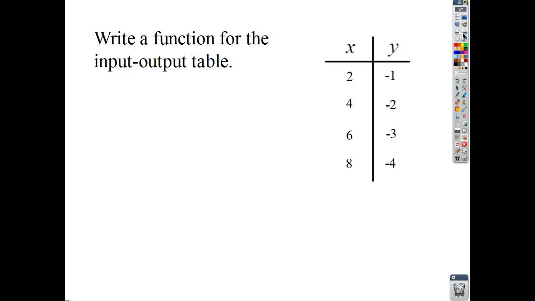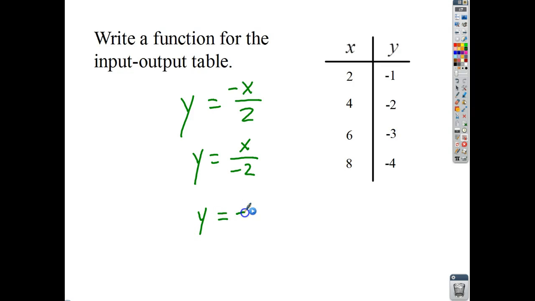Okay, hopefully you can see that what I'm doing here is it's half, half, half, half, right? So I'm taking x and dividing it by 2, but I'm also making it negative. There's a couple different ways we could write it. We could write negative x over 2. You could do x divided by negative 2, although this one is not typical. If you're going to write it like that, a lot of times what we do is we do negative and then the whole fraction. Okay.